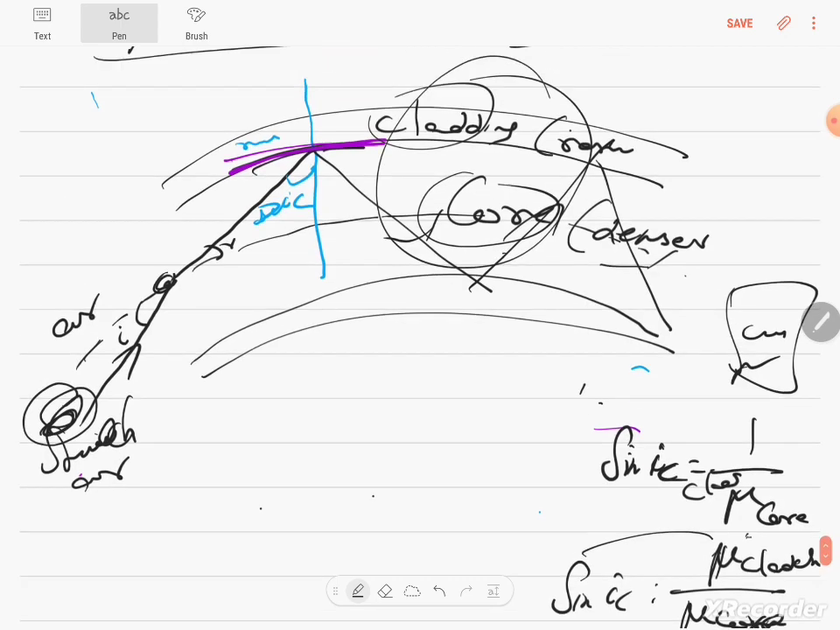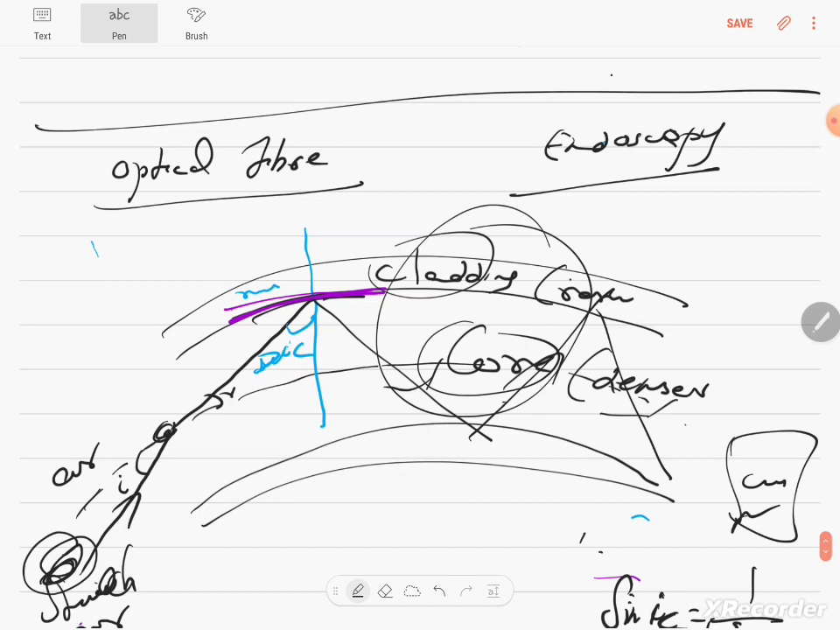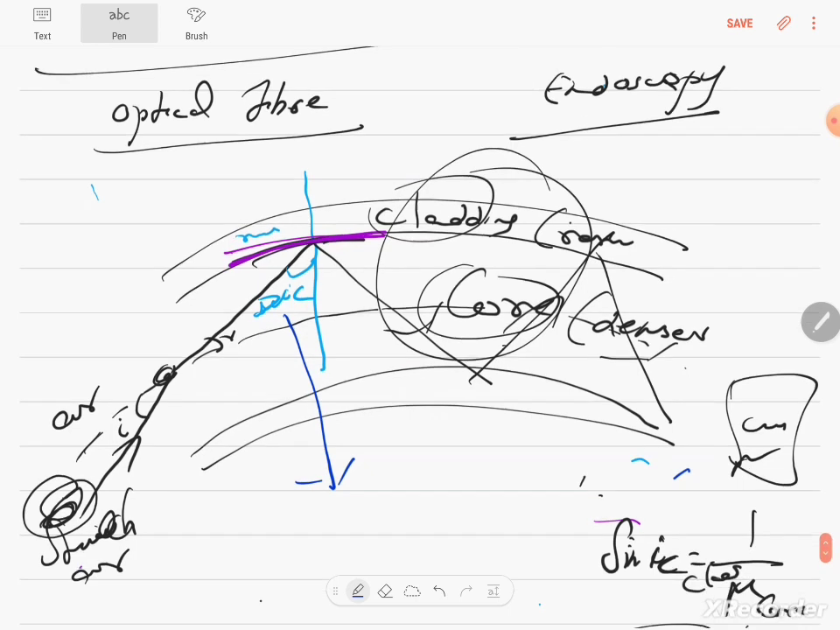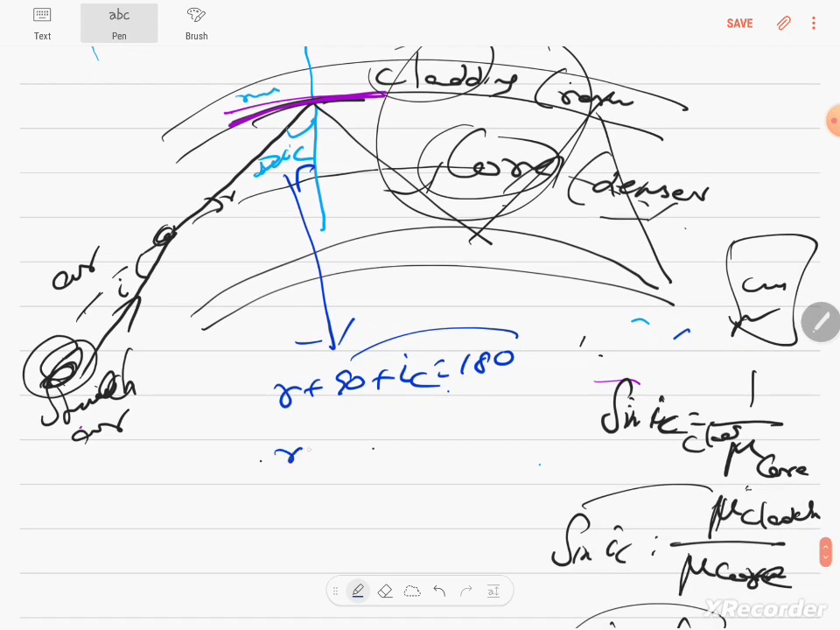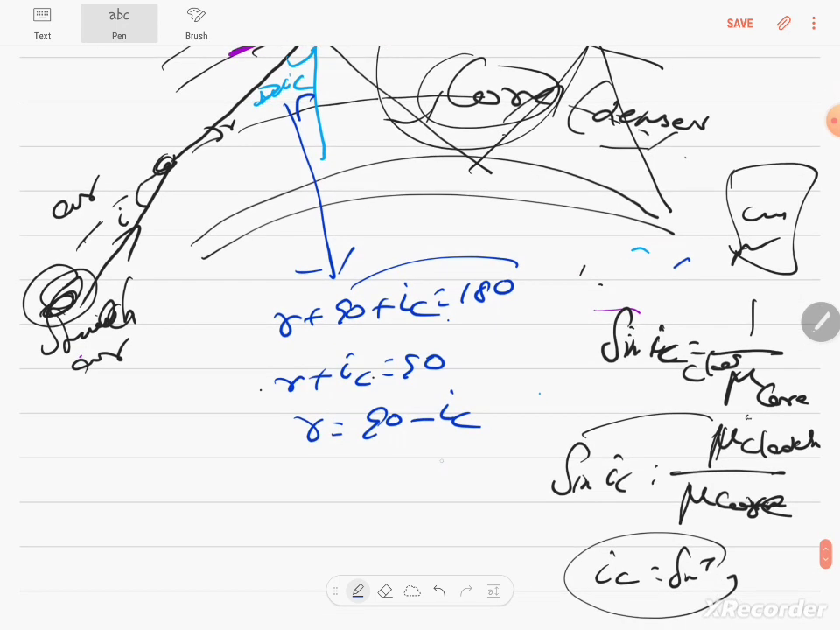This angle has to be greater than the critical angle. But for now, let me assume that this is just the critical angle itself, let's assume this is IC. Let's take this triangle. You have R plus 90 plus IC, but IC should be greater than the critical angle, but we are assuming it as IC and writing it as 180. Taking the 90 to that side, R plus IC is equal to 90. Therefore, R is equal to 90 minus IC. You know the angle has to be greater than IC, so this will be R maximum that you get.